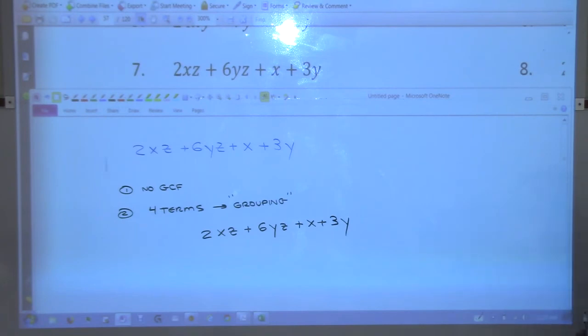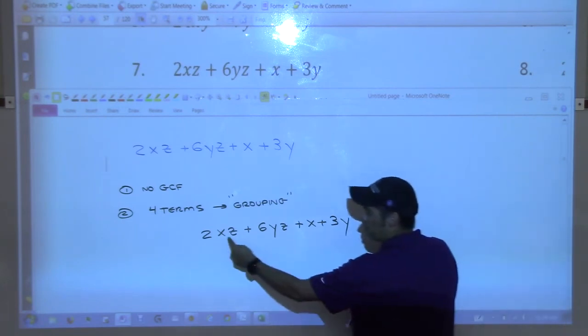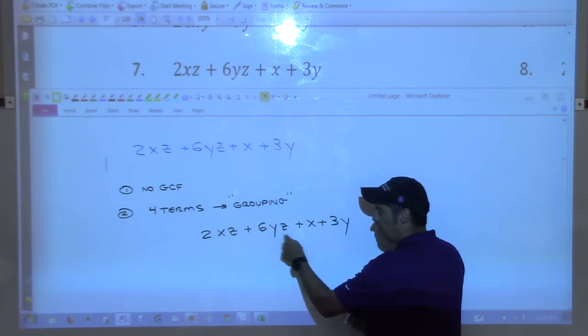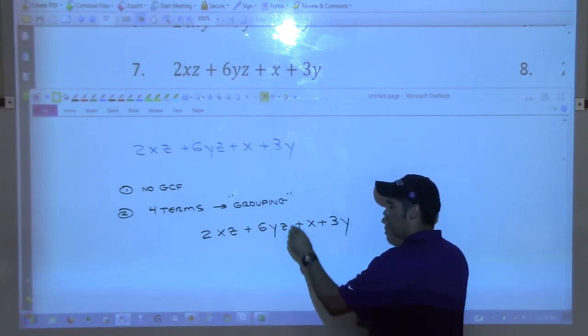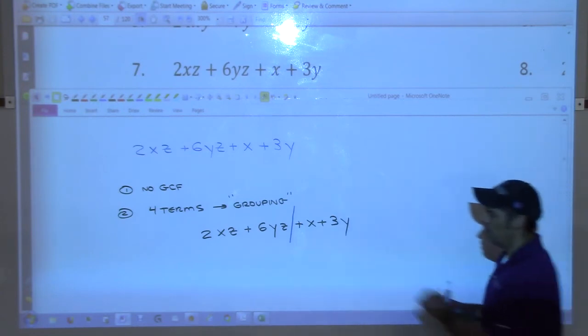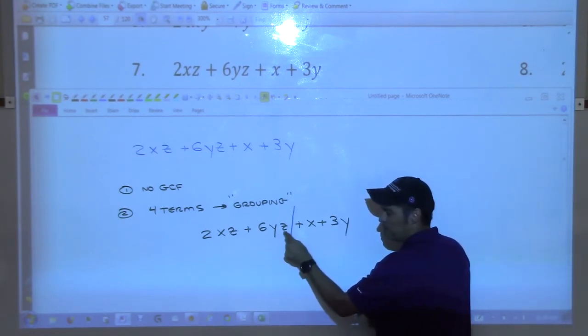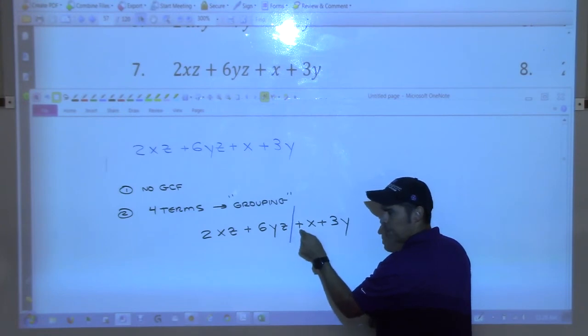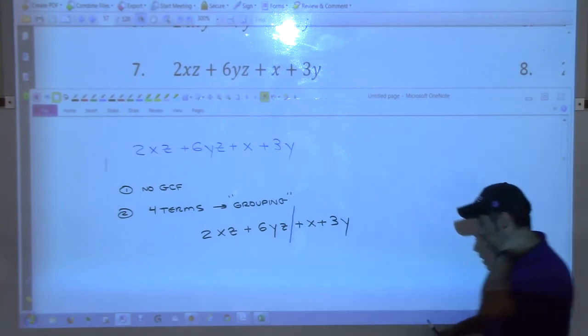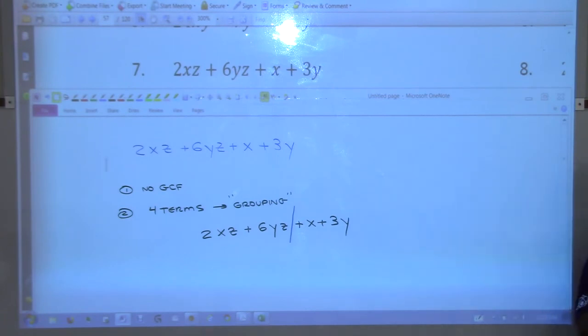All right, and what you want to do is this. You want to go to the first term, go to the second term, and right after the second term, you want to draw a little slash here, like this. Do it right after the last letter or number here, before this sign right here. So draw a slash. And what we're doing is we're breaking our 4 terms into 2 pieces.